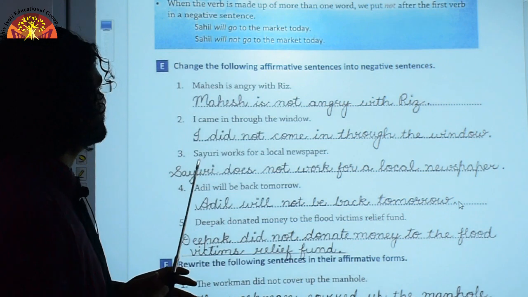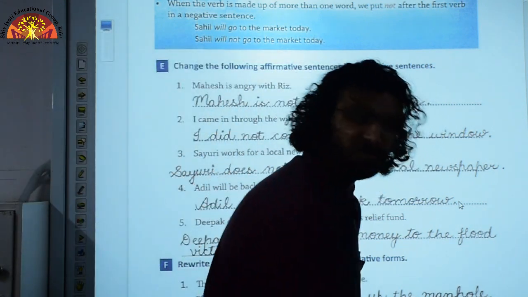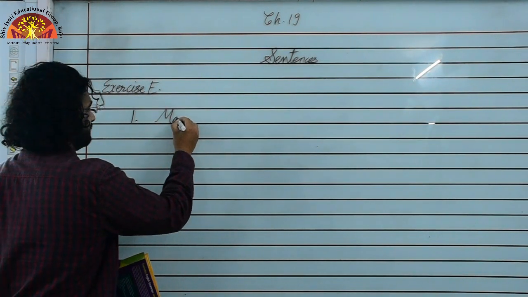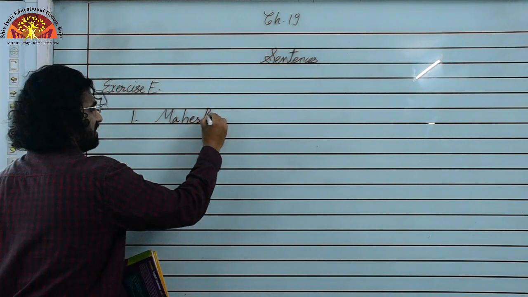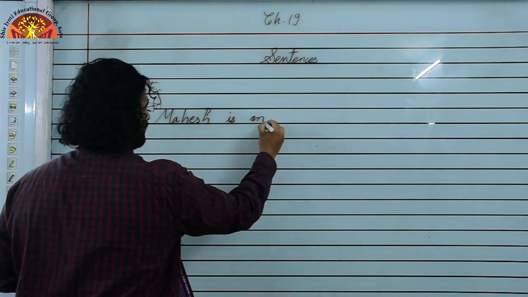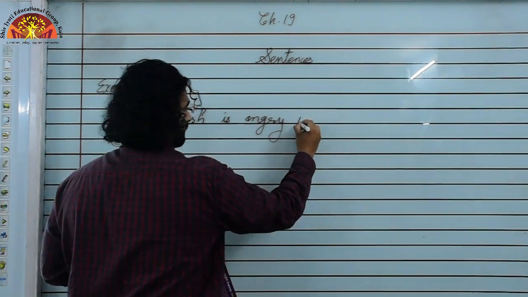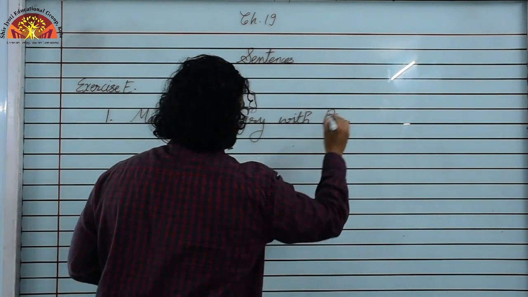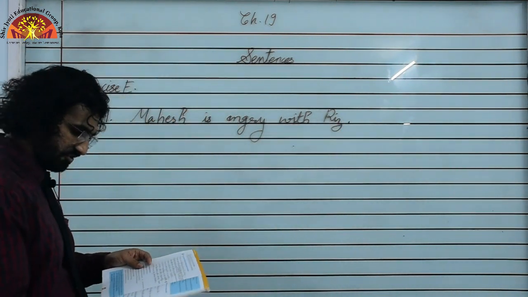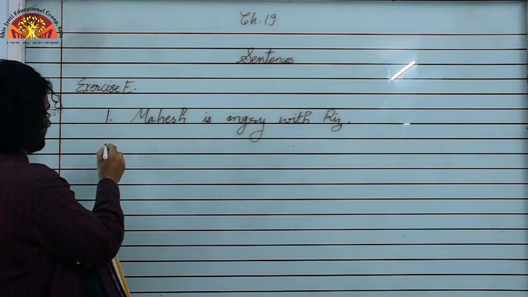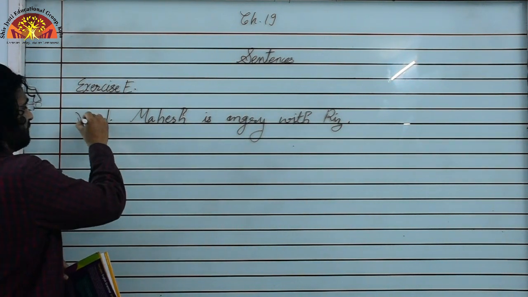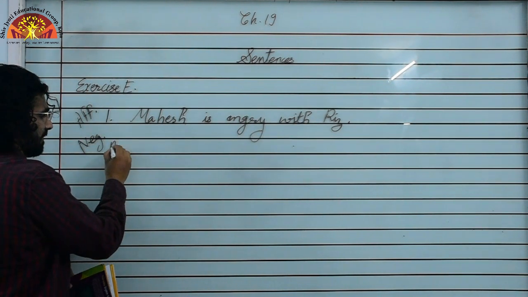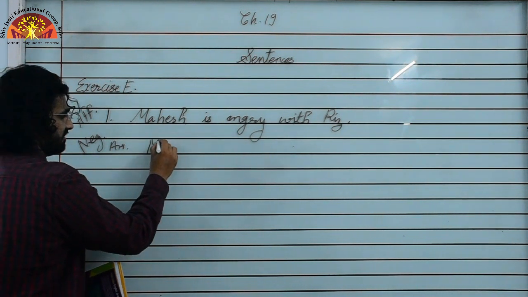So let's see. Mahesh is angry with Riz. Would you come with me to the whiteboard? Let's go. Exercise E, first one. Mahesh is angry with Riz. Okay, Mahesh is angry with this person Riz. Now we are going to convert, we are going to change this sentence into negative. This is affirmative. We are going to have a negative here. What should be the answer?